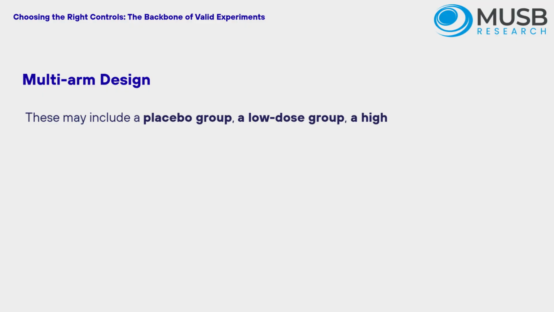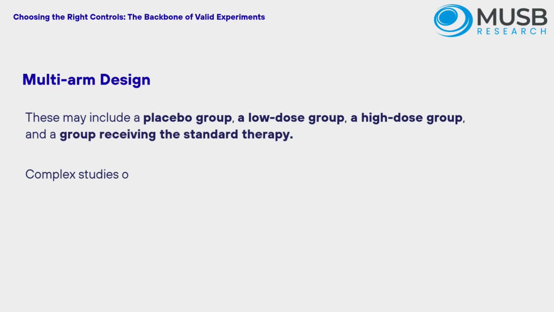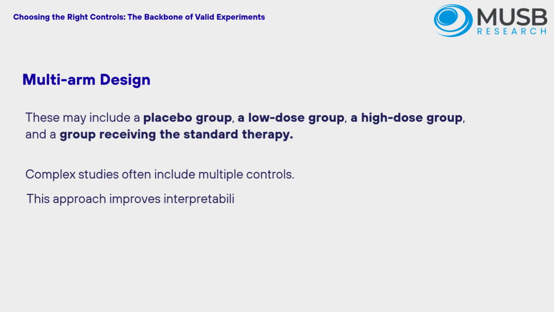Multi-arm design. Some studies use a multi-arm design. These may include a placebo group, a low-dose group, a high-dose group, and a group receiving the standard therapy. Complex studies often include multiple controls. This approach improves interpretability and helps clarify dose-response relationships.